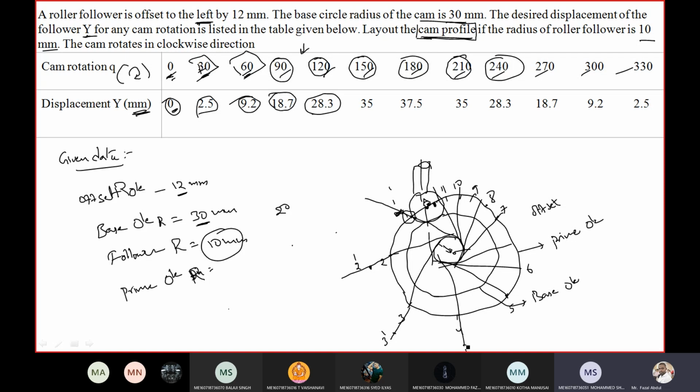Sir, in the PDF it is different. The diagram in the PDF will be different, sir. In this example he is taking the measurement from the prime circle, sir. Base circle, sir. He is taking the measurement from the base circle. No, prime circle only. Prime circle only. You check once, sir. Wait, I'm showing.